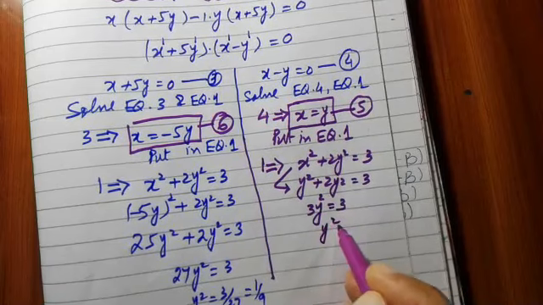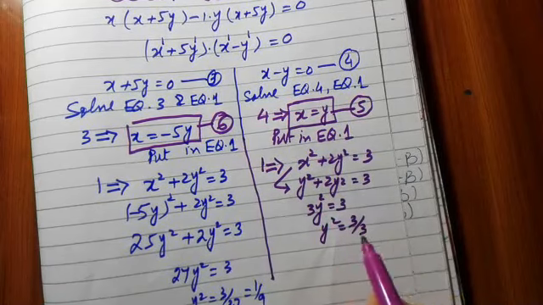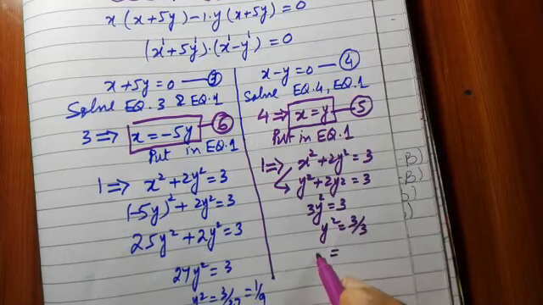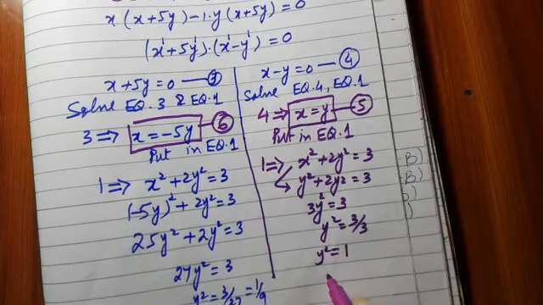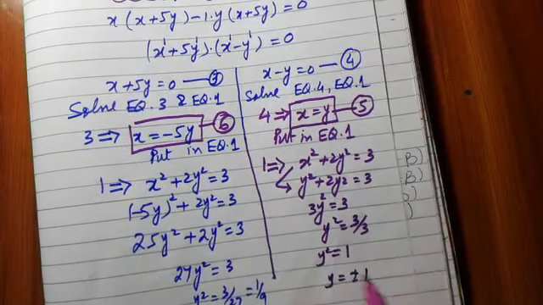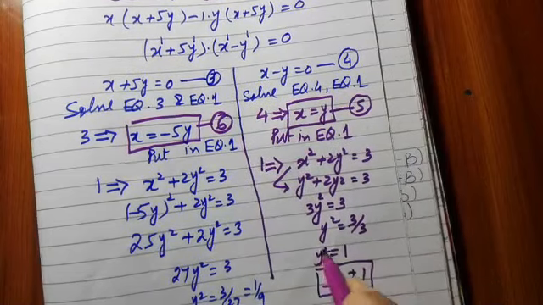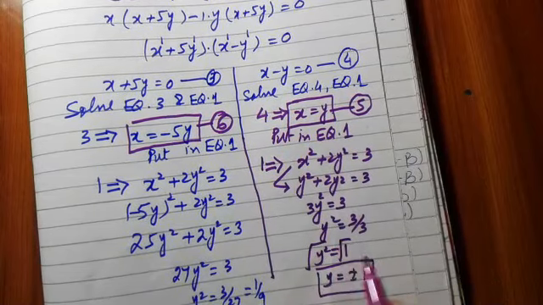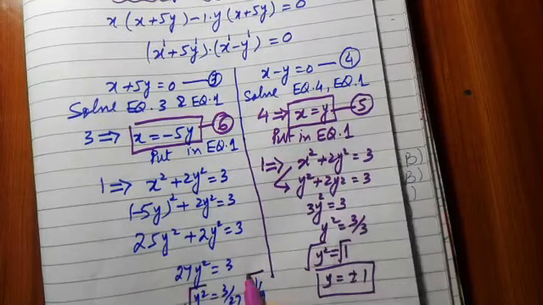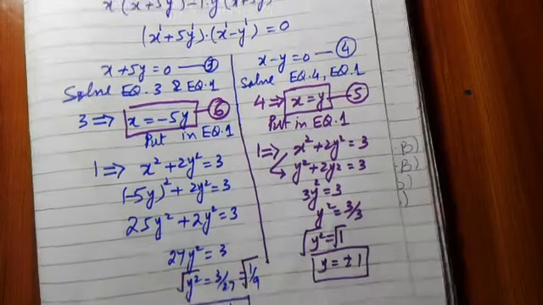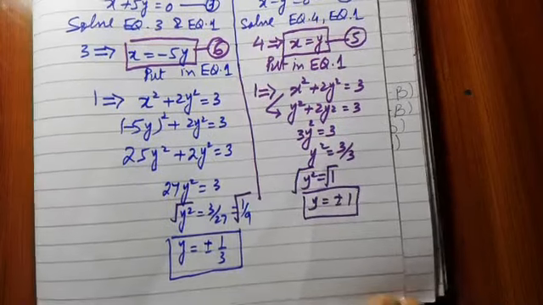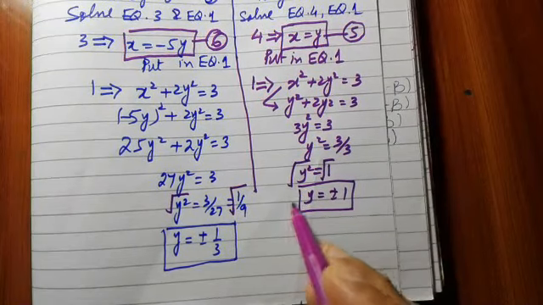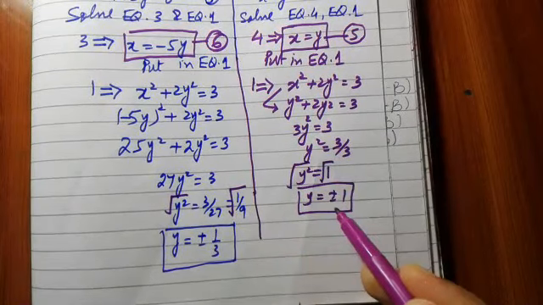And y square will become 3 by 3. That is, y square will become 1. And y will become plus minus 1 because we are taking the square root for finding values of y only, as we have done in the previous part. So we have actually calculated two values of y as well from this combination and from this combination.